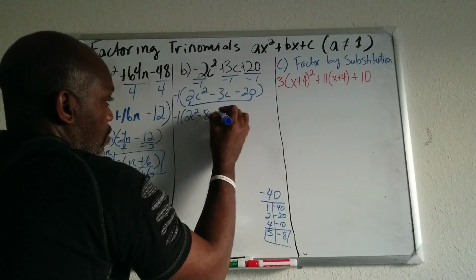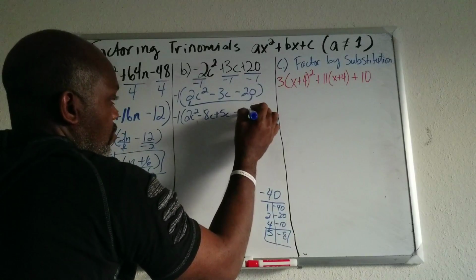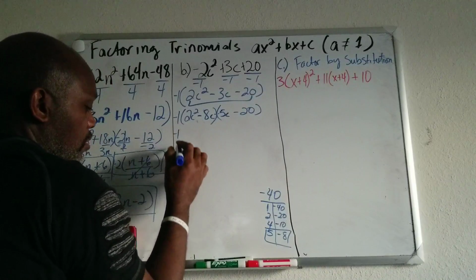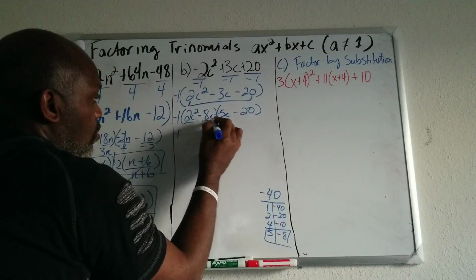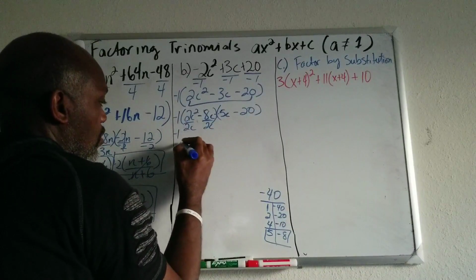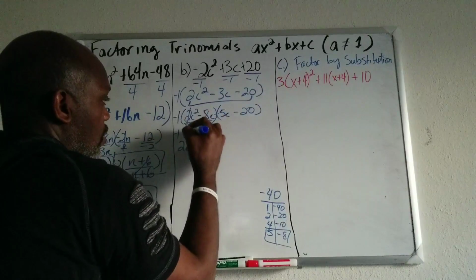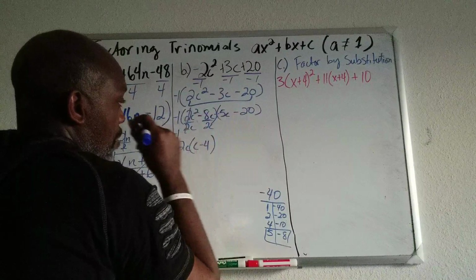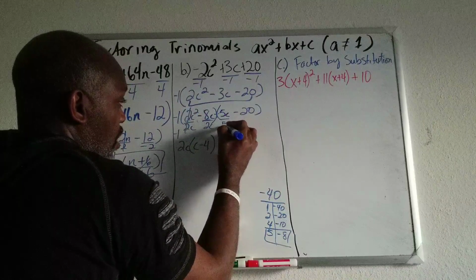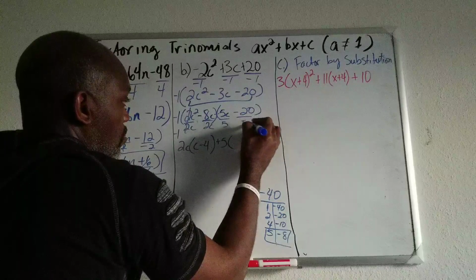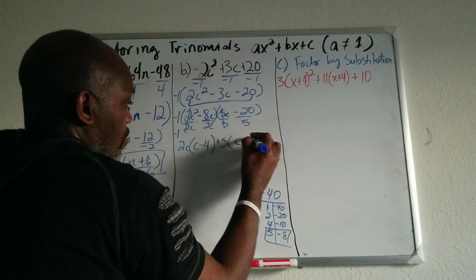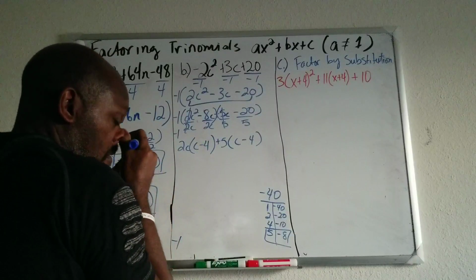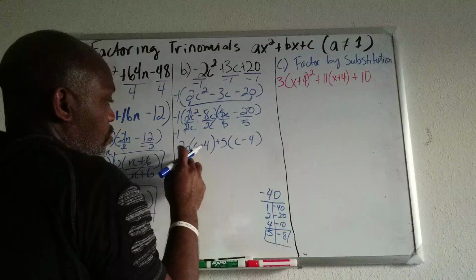Negative 8c plus 5c minus 20. So we're going to break them down. Can't forget about the negative 1. All right, so we're going to factor out 2c. So 2c, we're left with c minus 4. Then remember, this was a positive 5c. So positive 5, that gives us c minus 4. As you can see, the greatest common factor between these two terms is our binomial.